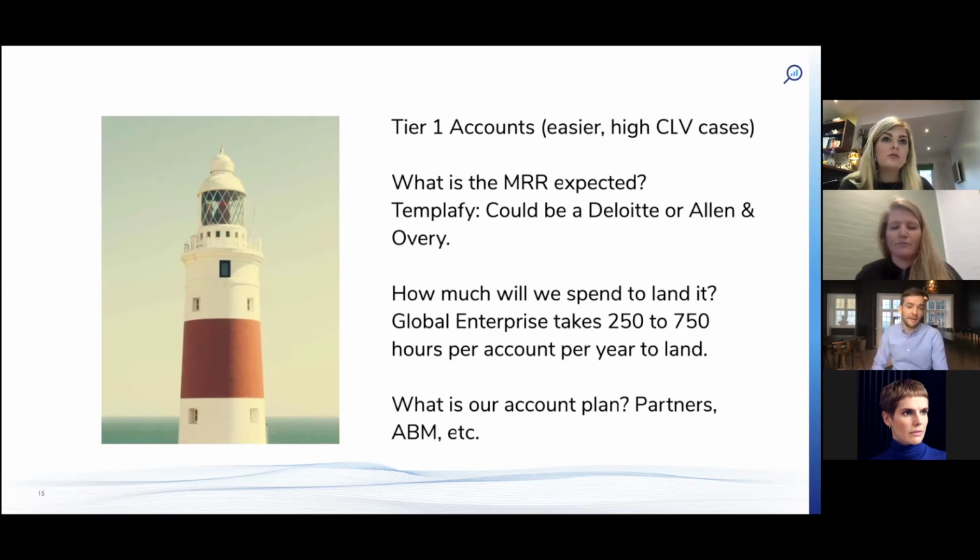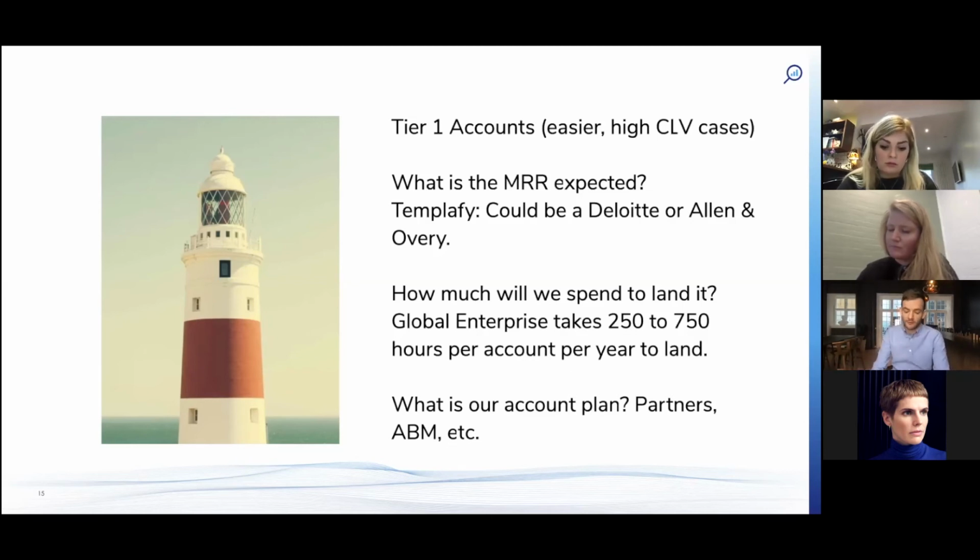Also, when you have big accounts like this, then you need to make an account plan. You need to figure out which partners you need to involve. You need to understand how much money you're going to invest into account-based marketing. Because there are great measures and ways to make sure that anybody within Deloitte or anybody who is working in branding or marketing gets to see a Templafy logo every day. There are ways to do it, but how much do you want to invest on doing that? How much money are you going to put into this? That's the customer acquisition cost.